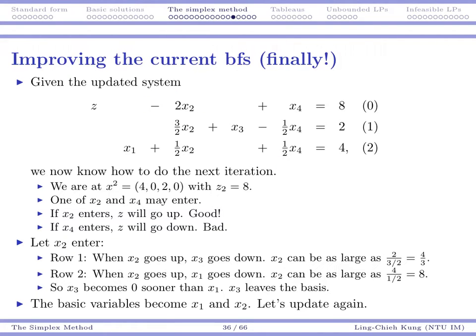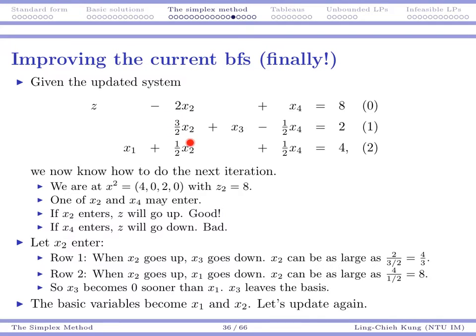For this one, if we increase x2, z would increase, that's good. For this one, if we enter x4, z would decrease, that's bad. So the only candidate is actually x2. And then, if we enter x2, what's going to happen? x1 and x3 will be modified. Because x4 is still 0, we don't need to worry about that.